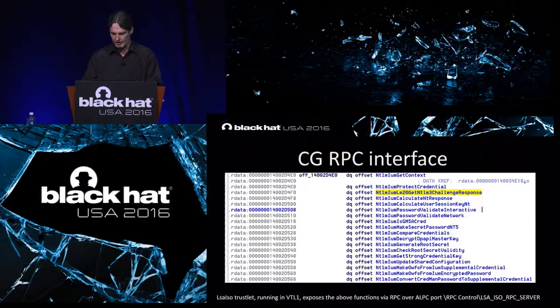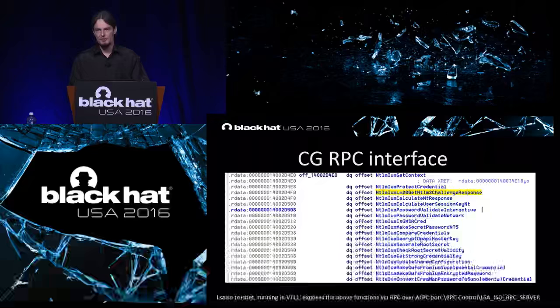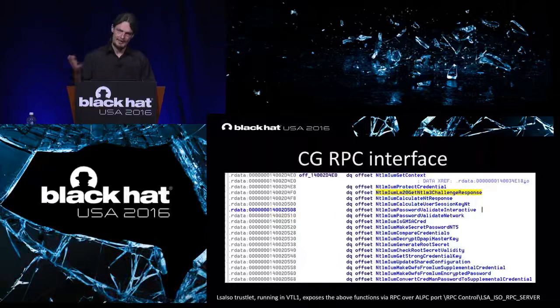So Credential Guard's main process is named LSAISO. It runs in this protected VTL1 mode, and it exposes an RPC interface over some ALPC port. This is the list of all the methods available to LSASS, and LSASS talks over this RPC interface extensively.